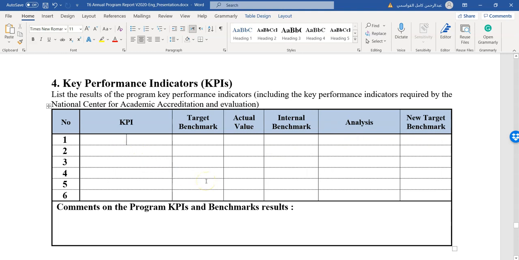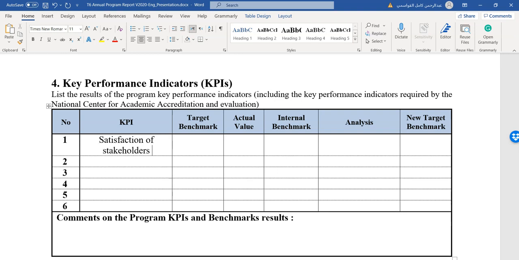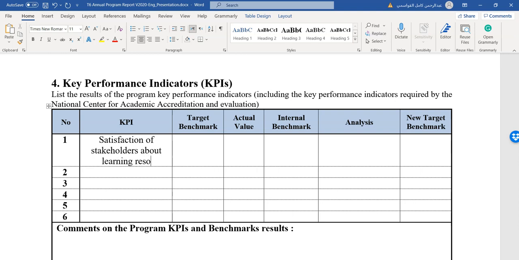Let's take one KPI, for example, satisfaction of stakeholders about learning resources. It's better here to write the number of the KPI as from NCAA or as numbered inside the college or the department. The target, for example, 80 or for example 75. The actual value we measured was 78.